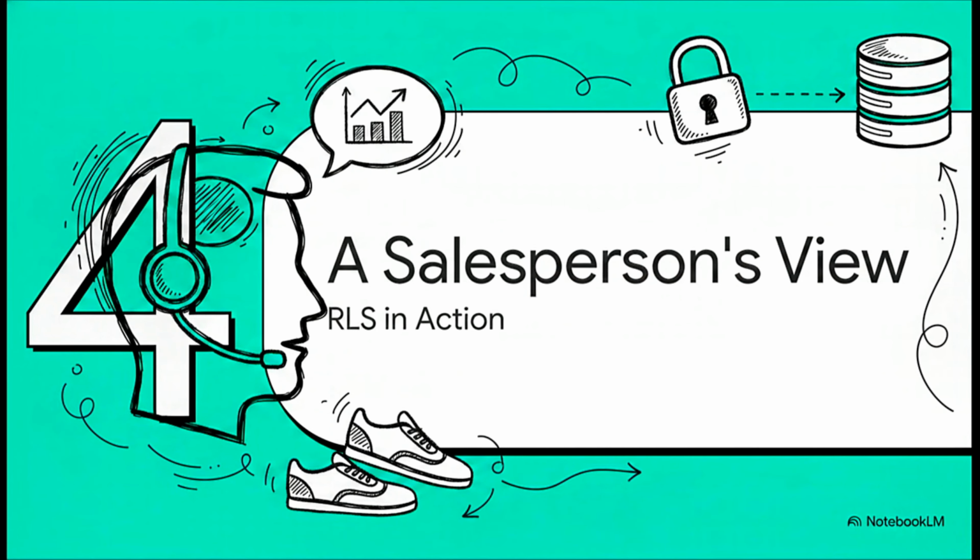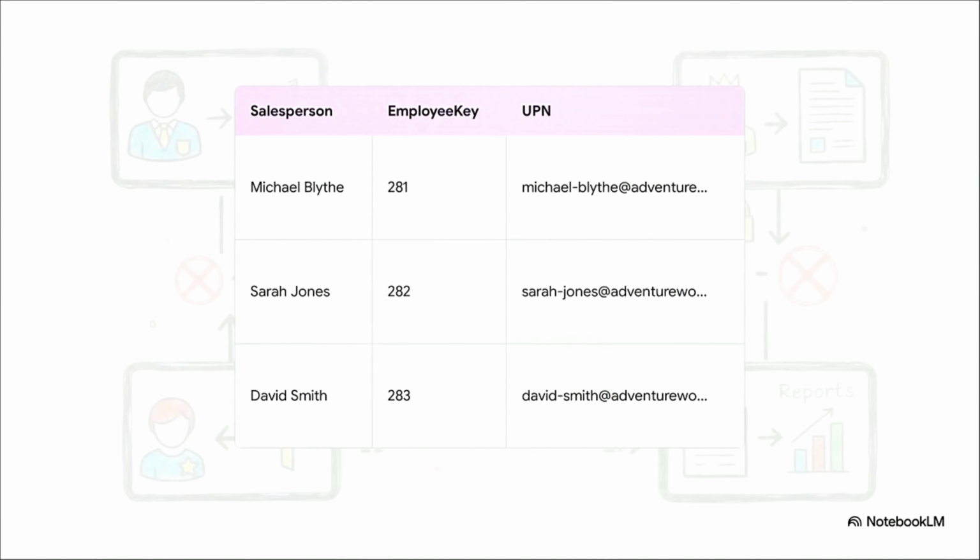Okay, theory is great and all, but let's see how this actually works in practice. We're going to step into the shoes of a salesperson, we'll call him Michael Blythe, and see the report exactly the way he would. All right, so here's the before picture. This is the full, unfiltered sales report. As you can see, we've got data for everybody in here. Michael Blythe, other salespeople, everyone can see everything. This is the wide open view before our security gatekeeper gets involved.